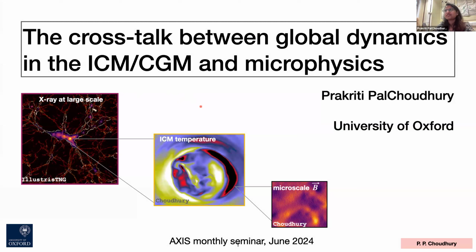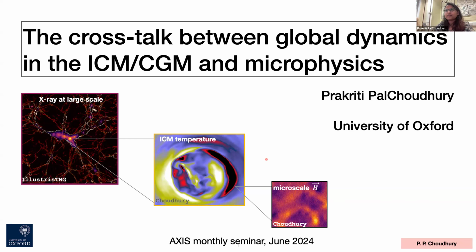So I'll talk about the crosstalk between global dynamics in the intracluster medium and the circumgalactic medium, and the microphysics at the smallest scales. Although this slide is very pleasant on the eyes, hopefully by the end of this talk it will be clear why physics across these scales is quite interesting.